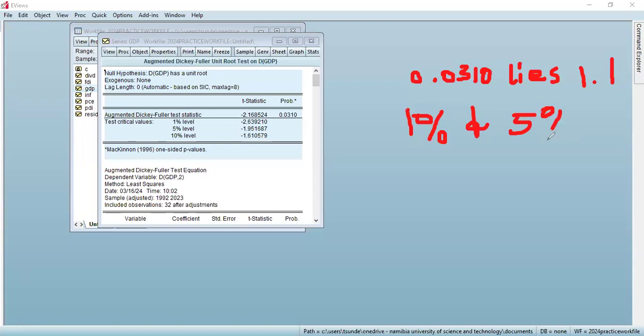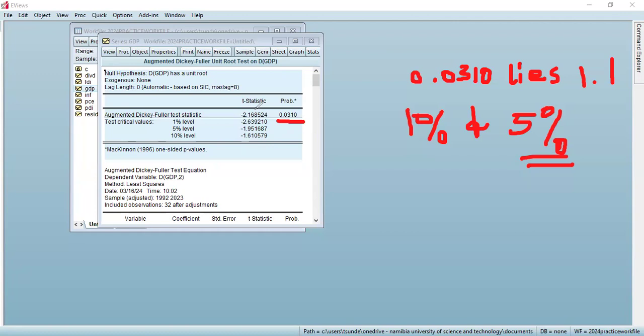And I said if the probability lies between 1% and 5%, then what it means is that the variable is stationary at the 5% level. You use the upper number, the higher number. It's stationary at 5%. So that is how you have come up with your decision, because this probability value lies between 1% and 5%.